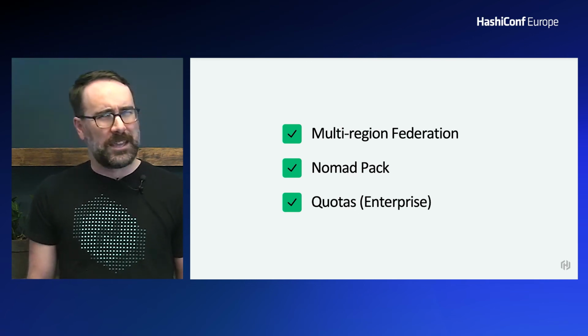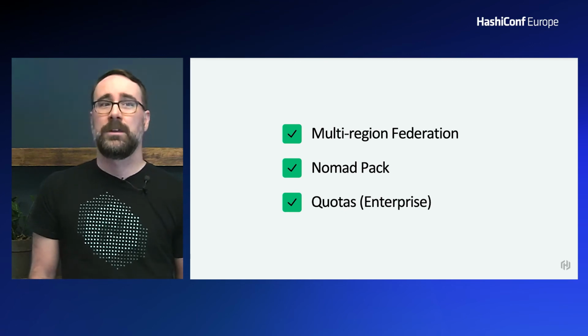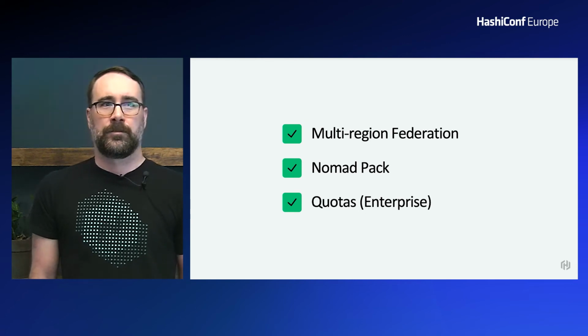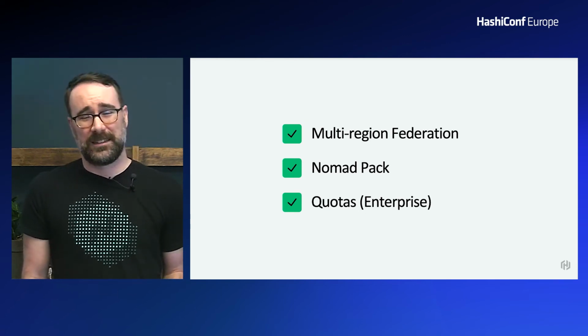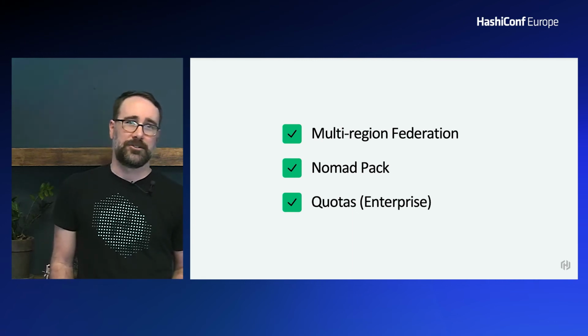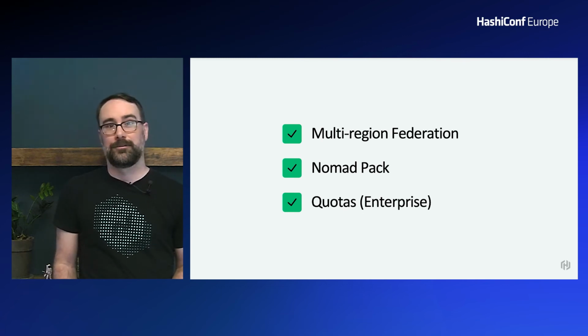Are your job specifications getting large and complex? Nomad Pack is similar to Helm and helps you simplify those complex app workflows. And do your teams fight over the same cluster resources? Quotas, a Nomad Enterprise feature, limits the resources any given app or team can use.